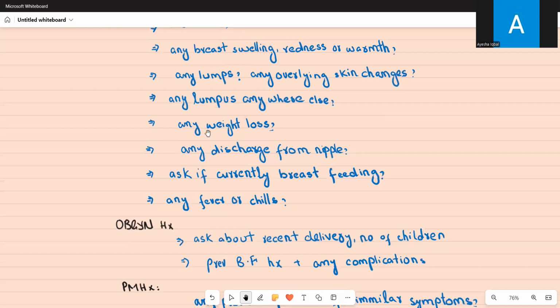Other red flag questions like any weight loss, any discharge from the nipple, and we'll ask the patient if she's currently breastfeeding because this is a risk factor for mastitis, and then ask about any fever or chills. Okay, so if the patient is also having fever and chills, then it means that the infection is going towards an abscess. The infection is quite widespread, and the patient is having systemic findings now.